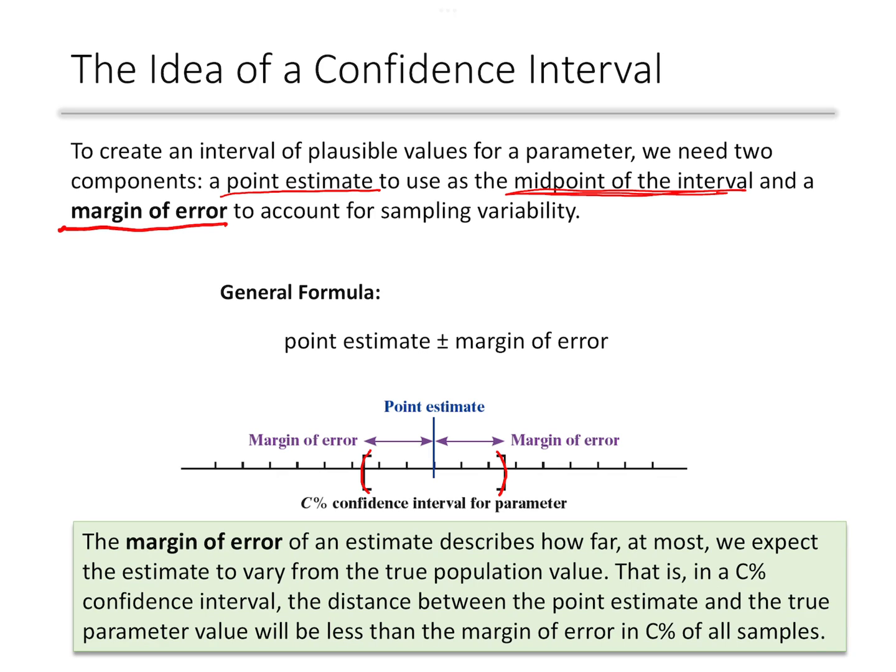The margin of error of an estimate describes how far at most we expect the estimate to vary from our true population value. That is, if we have a certain percent confidence interval, the distance between the point estimate and the true parameter will be less than the margin of error in that percent of all those samples. Again, we'll start looking at our interpretations, which is what we're going to do next.